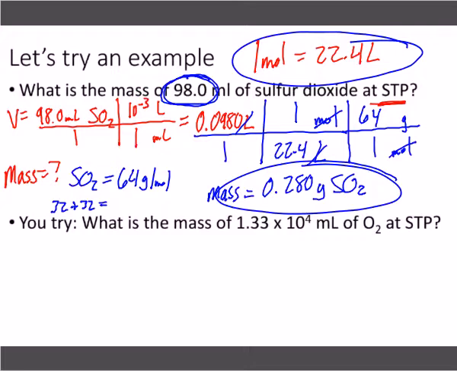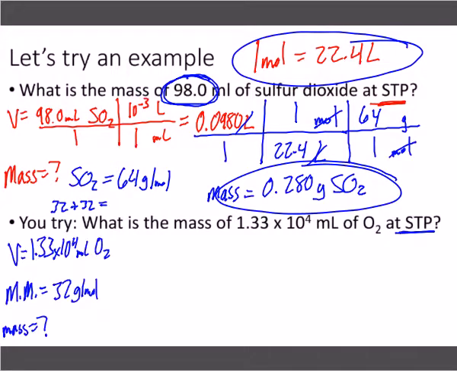I want you guys to try the U-try problem. Again, STP, guys, is the key piece, because if you see that, you know right away it's just a simple conversion problem. We don't have to use another formula. We can just use our T-chart. So what do we notice as well about this? We've got to go from milliliters to what? Liters. So, 1.33 times 10 to the 4th milliliters of oxygen.